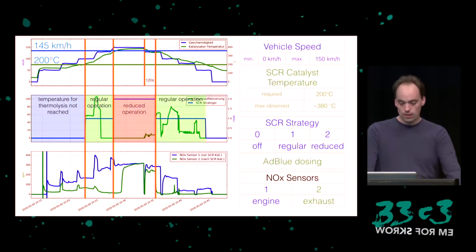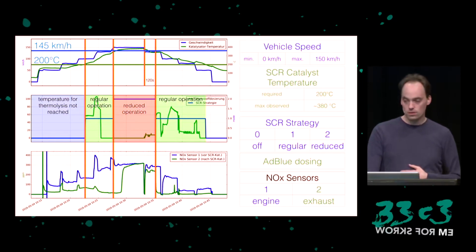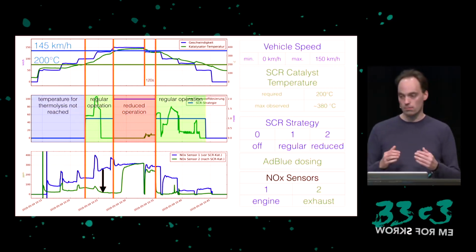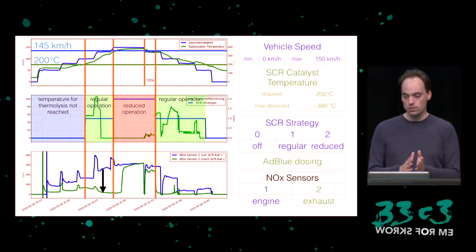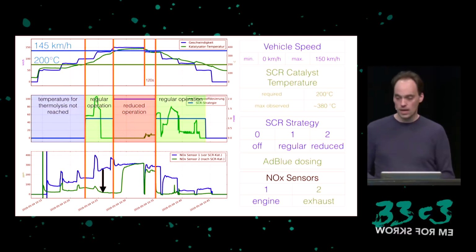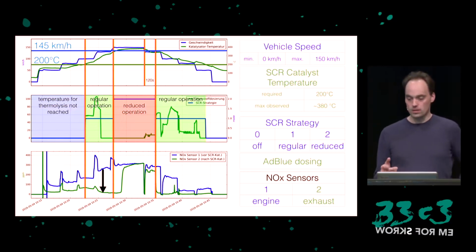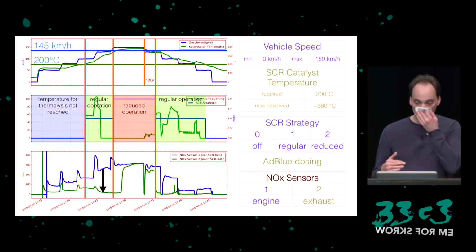And to look at the effect of this, you have to check the difference between the blue and the green line in the lower diagram, basically the amount of NOx that is removed by the SCR catalyst. You can see during the regular operation, quite a lot of NOx is removed. The blue line goes up because we're driving faster and faster, and the green line goes down almost to zero.